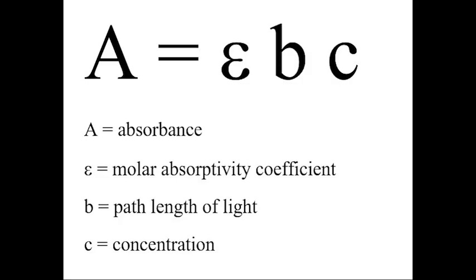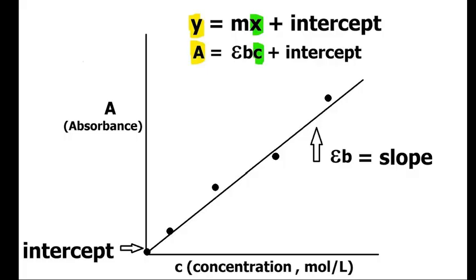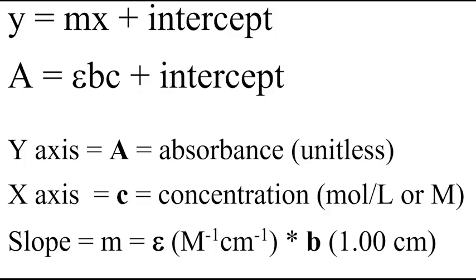The Beer-Lambert law is typically expressed as follows: A equals epsilon times b times c, where A equals absorbance, epsilon equals the molar absorptivity coefficient, b equals the path length of light, and c equals concentration. You can think of the relationship between absorbance and concentration the same way you would between y and x in the context of a linear equation. In this context, the y-axis equals absorbance, the x-axis equals concentration, and the slope equals epsilon times b.